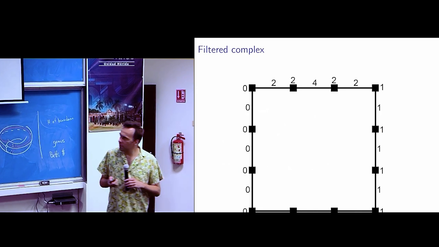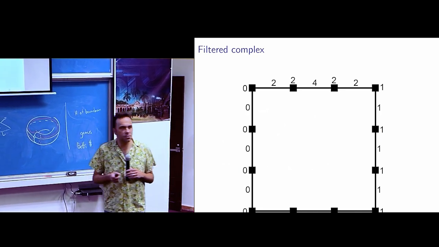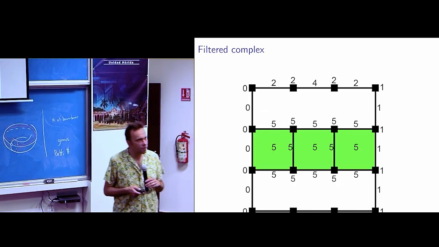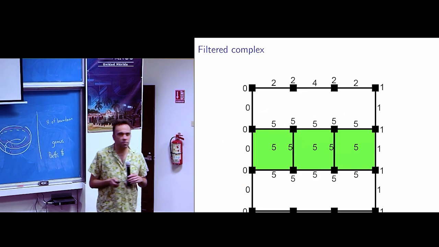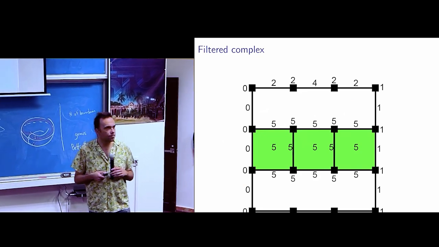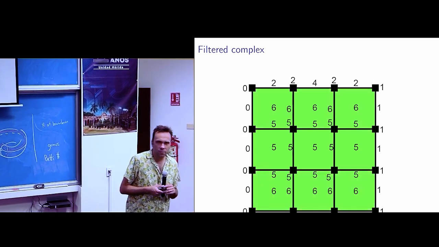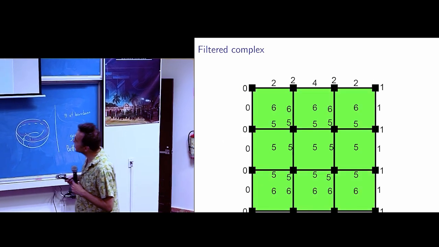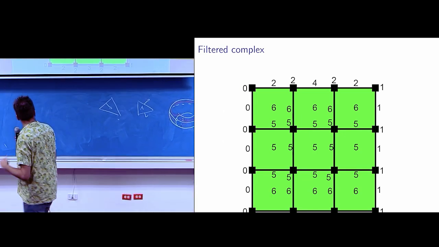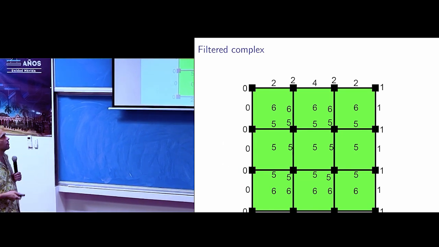At time 4, we have a birth of a one-dimensional homology class. At time 5, we have a birth of another homology class. So now we have Betti 1 equals 2. And at time 6, both of those homology classes in dimension 1 die because they are being glued together. So the number next to every cell is the filtration value, and that's my filtration.